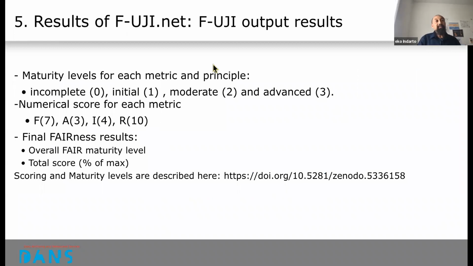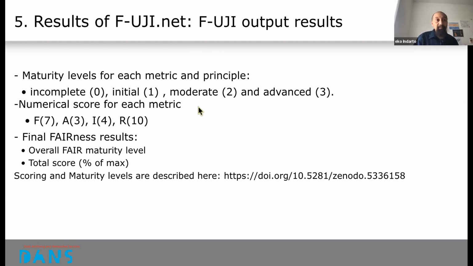The last topic is about the results of the FAIR assessment. The output of the result indicates the fairness of the research data object that is being tested. Maturity levels for each metric and principle are incomplete, initial, moderate, and advanced.